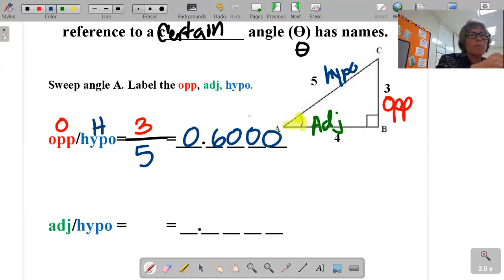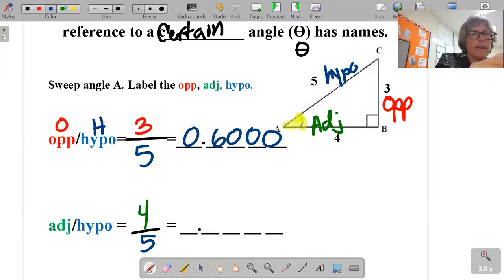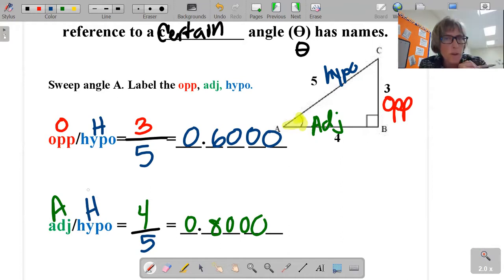Same triangle. Adjacent over hypo would be 4, whoop, let me keep my color straight here, that's adjacent is green, over 5. If I take $1 and divide by 5, that's 20 cents. And then I want 4 of them, so 20, 40, 60, 80. So adjacent over hypo is another combo. There's 3 of them total.